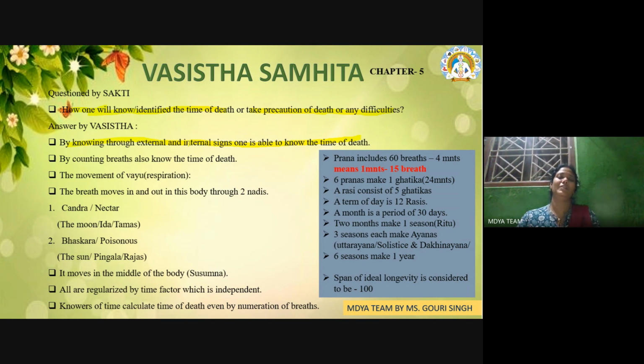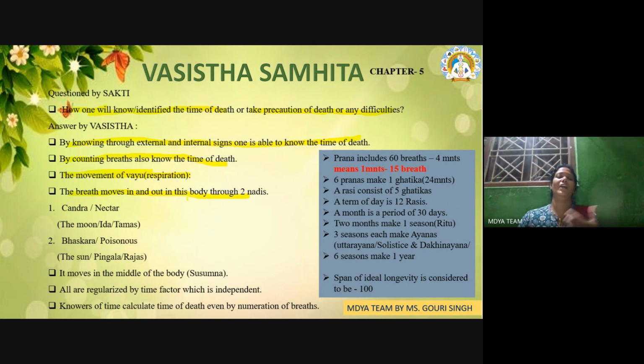In the same way, Vasistha talks about many signs here. By counting breath also one can know the time. That means if one counts his breath, he knows the time of death, through breath only, by counting. And the movement of the bio, meaning respiration: if there is a respiration problem and because of the bio movement, we can know that this is the time of death. The breath moves in and out in this body. How it will be known through the movement of the breath, by the respiration, is again discussed by Vasistha.